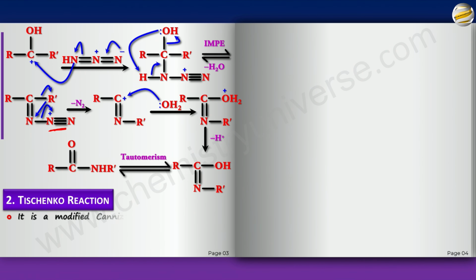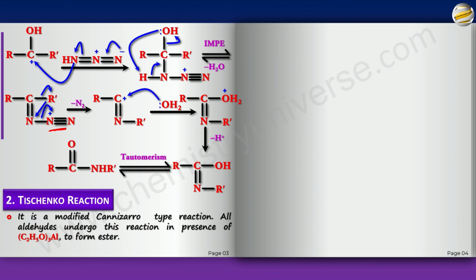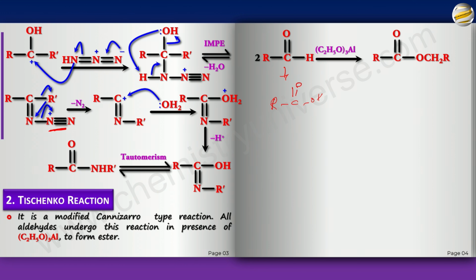So it is a modified Cannizzaro type reaction. All aldehydes undergo this, so you don't need one which does not have alpha H. This reaction is in the presence of aluminium ethoxide to form an ester. So basically you have two aldehydes, you have aluminium ethoxide. You don't need to know the mechanism here. Basically you will get an ester of the acid and the alcohol of this very aldehyde, which would be this. If you see the acid of this, it will be RCOOH. The alcohol of this would be RCH2OH. And what will be the ester formed from this? It will be this one.